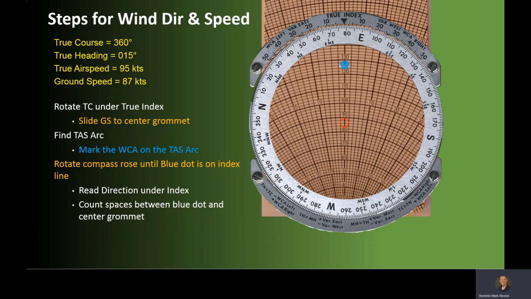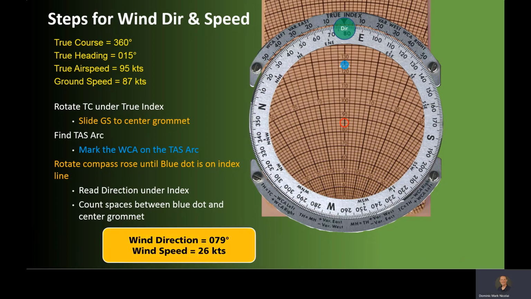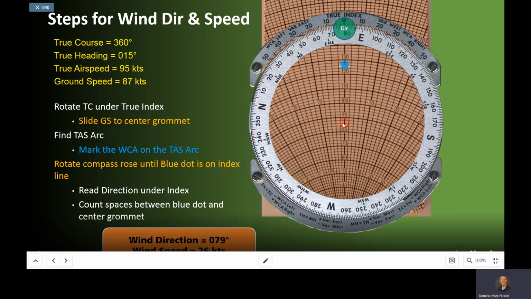Now I'm reading my wind direction under the true index. 078 degrees. And count the number of divisions between center grommet and the wind dot there, which is 26 units. So I guess I got 079 at 26 here.